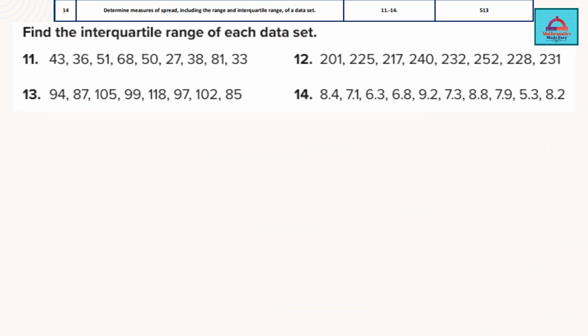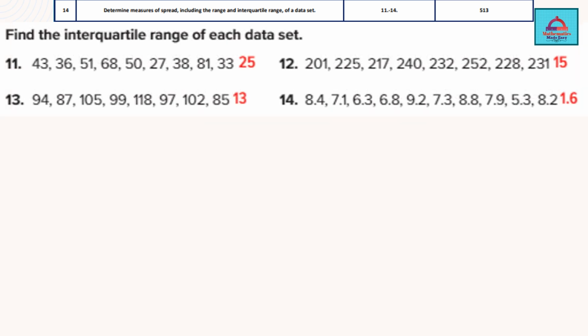If you solve similarly question 13 and 14, the answers for the four questions will be as follows. Your interquartile range for 11th question is 25, for 12th question is 15, for 13th question is 13, and for 14th question is 1.6.